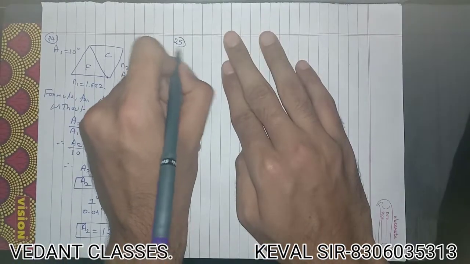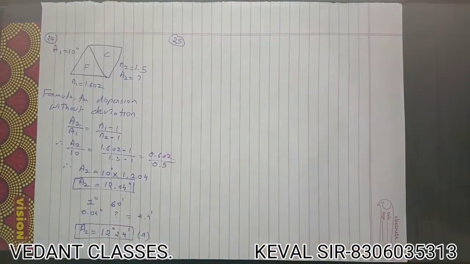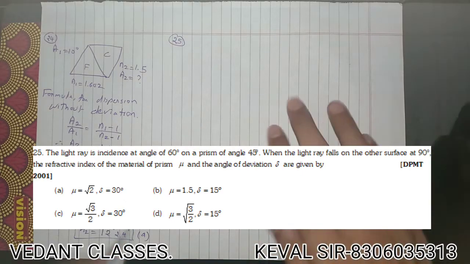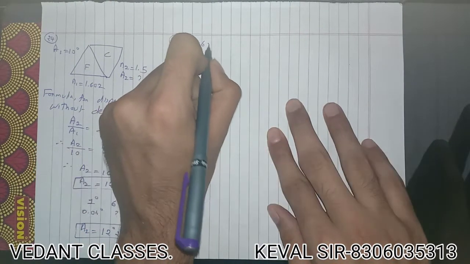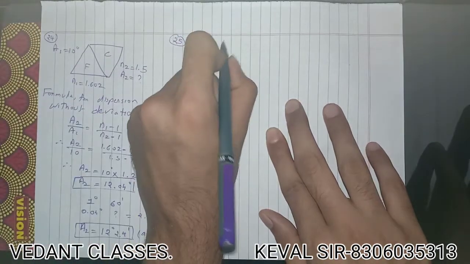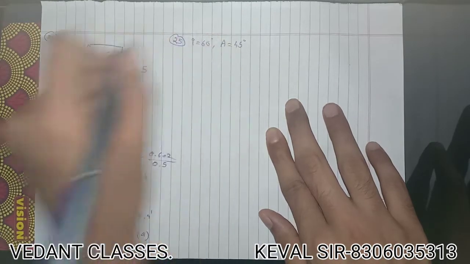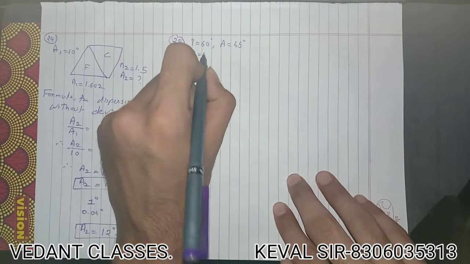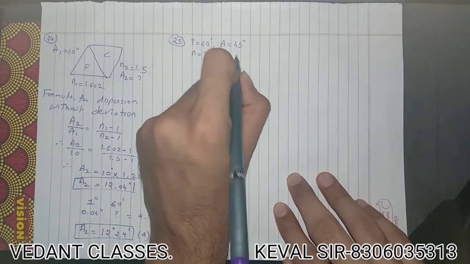Now let's solve the next question, 25. In question number 25, the incidence angle is given as 60 degrees on a prism of angle 45 degrees. It means that I is equal to 60 degrees and A is equal to 45 degrees, as given in the question. When the ray of light falls on the other surface at 90 degrees, the refractive index of the material of the prism is mu. Find the angle of deviation. We need to find the value of n and the angle delta.